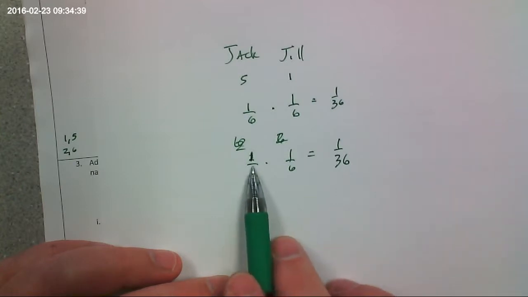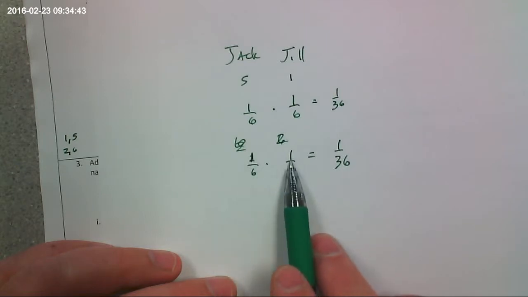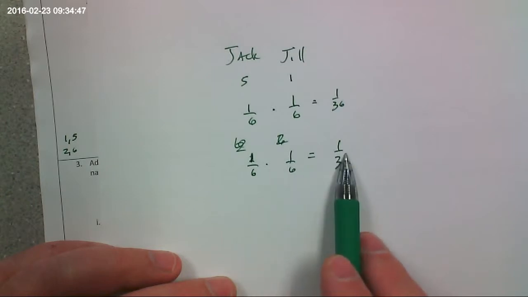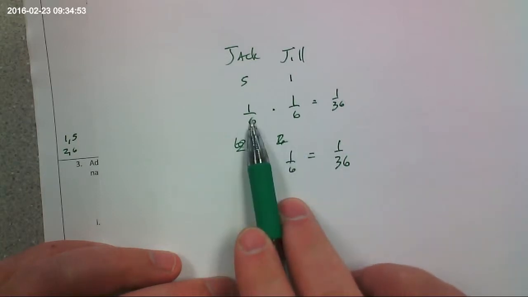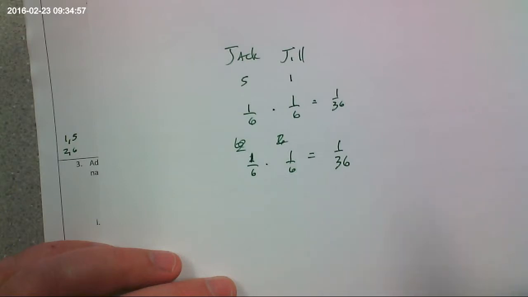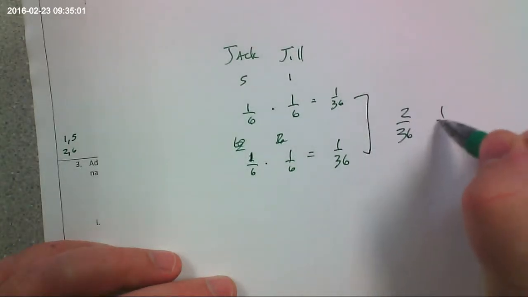This would be the probability that Jack threw a 6 and Jill threw a 2. The probability they both happen together would be that. Correct? Or the other way it could happen would be he threw a 5 and she threw a 1. Is that right? So then what? Add them together. So 2 out of 36 or 1 out of 18.